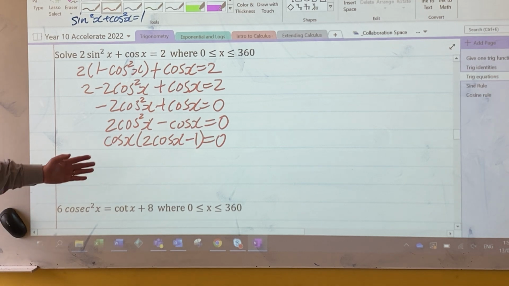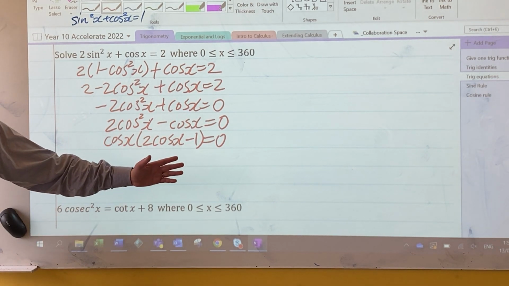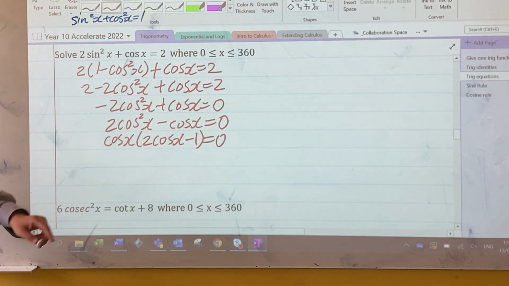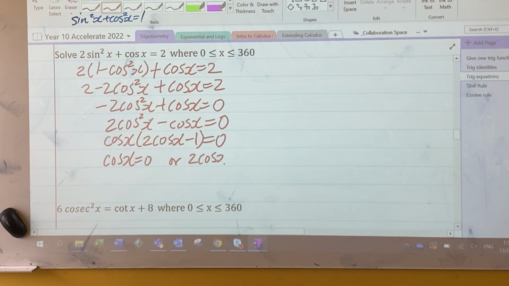Make sense? And from here, everything is Term 1 stuff now. This times this equals 0, which means this equals 0 or that equals 0. So cos x equals 0 or the bracket equals 0. Sorry about the space, I'm going to write to the right hand side now. So when cos x equals 0, what does that mean? That means either this value or this value, right? Which means x equals 90 degrees or x equals 270.